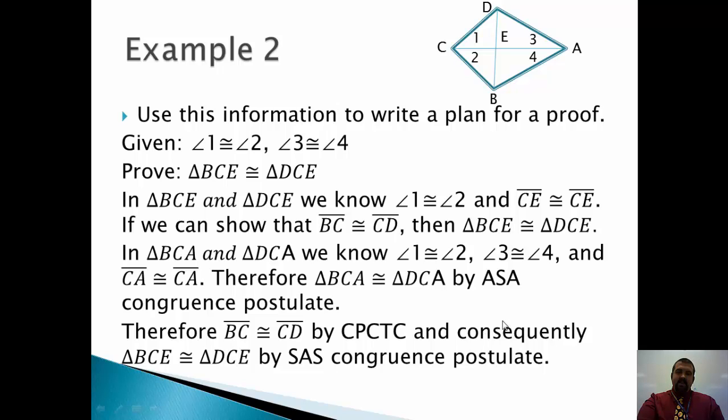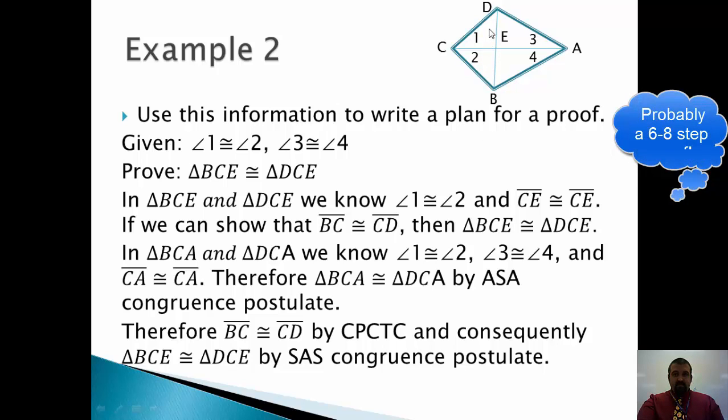And then consequently, I would say the triangles that we're trying to show are congruent by side, angle, side. They don't look congruent, do they? However, because of the proof and what was given to us, they are. And that's it. I've now planned my proof.